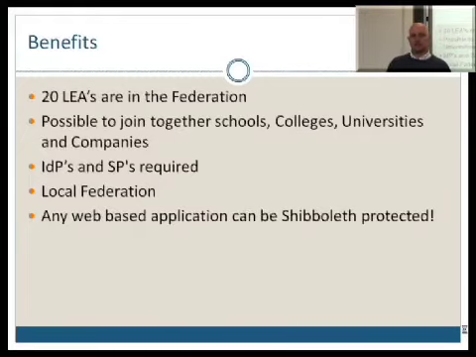It is possible to create a consortia of people or your own federation to join these people together using this technology. Of course, you will need identity providers at each site, and you will need service providers as well for web resources or common resources that are required by the federation. So you can create a local federation, and remember Shibboleth will protect any web-based resource that you require to publish.